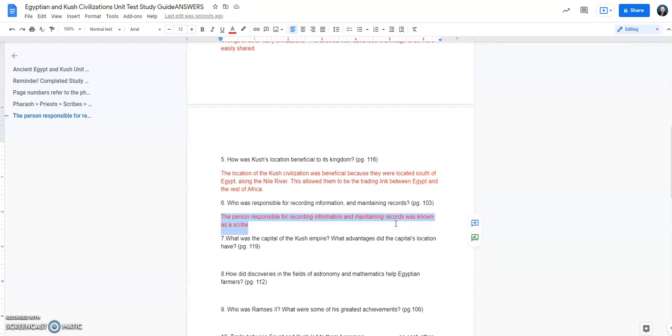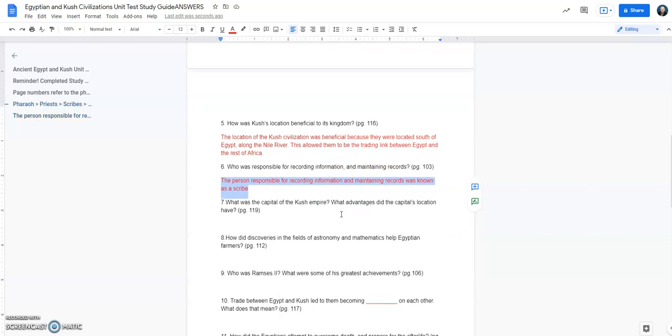So a scribe still means a person who records information and maintains records. Question number 7. What was the capital of the Kush Empire, and what advantages did the capital's location have?